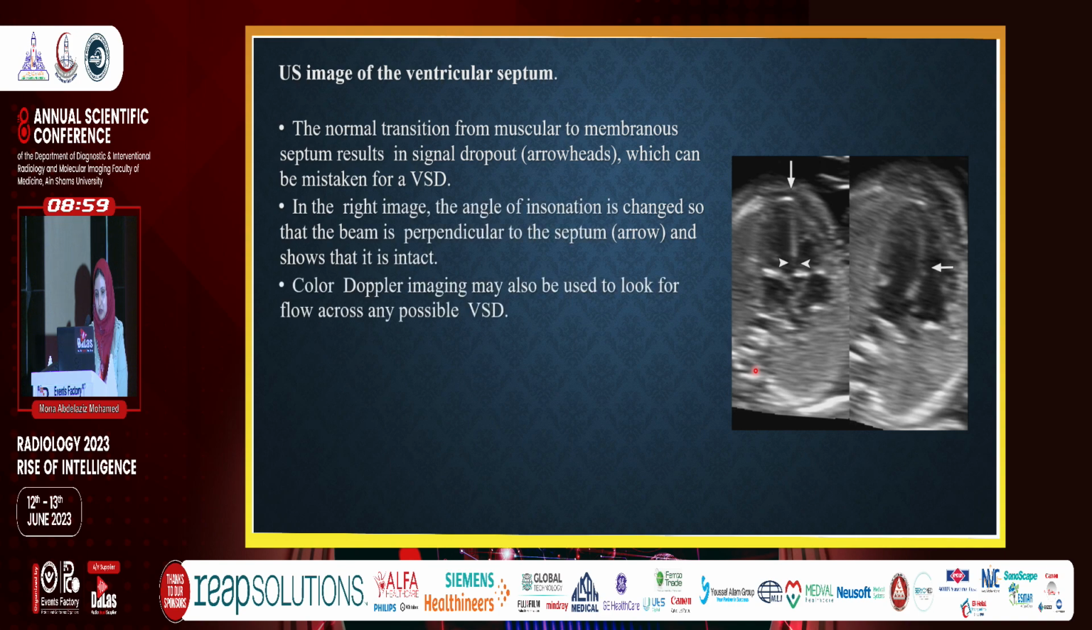Here is another ultrasound image that shows a pitfall of the four-chamber view, as a normal transition from the muscular to the membranous septum results in a signal dropout, which is represented here by these arrowheads, and can be mistaken for the presence of a VSD. But on the right image here, the angle of insonation is changed, and the beam becomes perpendicular, and it's shown that the ventricular septum is intact without any VSD, and we should check also by color Doppler imaging to see if there is any possible VSD present.